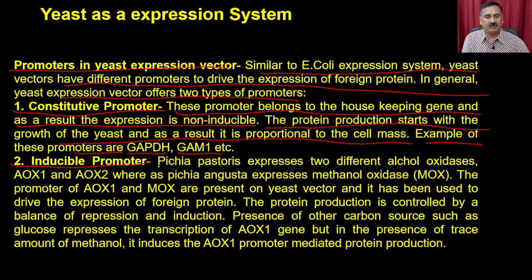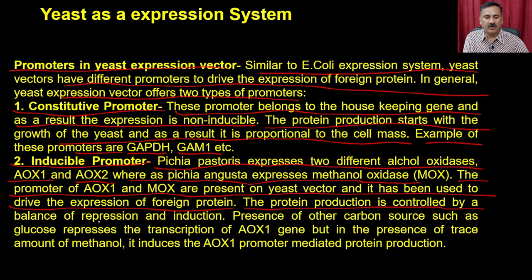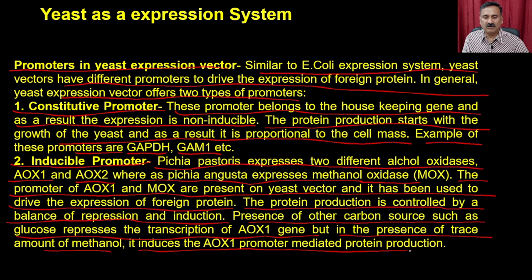And then you have the inducible promoters. Pichia pastoris expresses two different types of alcohol oxidase, AOX1 and AOX2, whereas Pichia angusta expresses methanol oxidase, or MOX. The promoters of AOX1 and MOX are present on the yeast vector, and they are used to drive the expression of the foreign protein. The protein production is controlled by a balance of repression and induction. The presence of another carbon source such as glucose represses the transcription of the AOX gene. But in the presence of a trace amount of methanol, it induces AOX1 promoter mediated protein production. So for the inducible promoter, you have multiple choices: either the AOX1 and AOX2 promoters, or the MOX promoter.